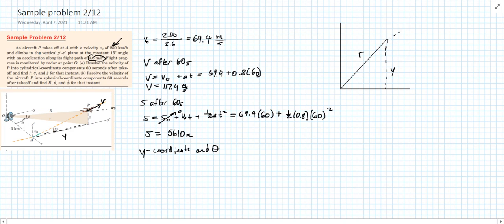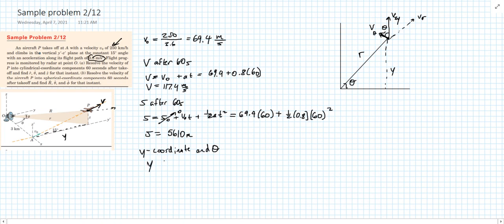And we have a component VR along the path, along r. That's going to tell us how fast this radius is changing. And we have a component VXY. And we have a component V theta, which is tangent to this r. And this is theta, and this down here is also theta. So this one is V theta. We want to find out what this theta is. We also want to find the y coordinate.